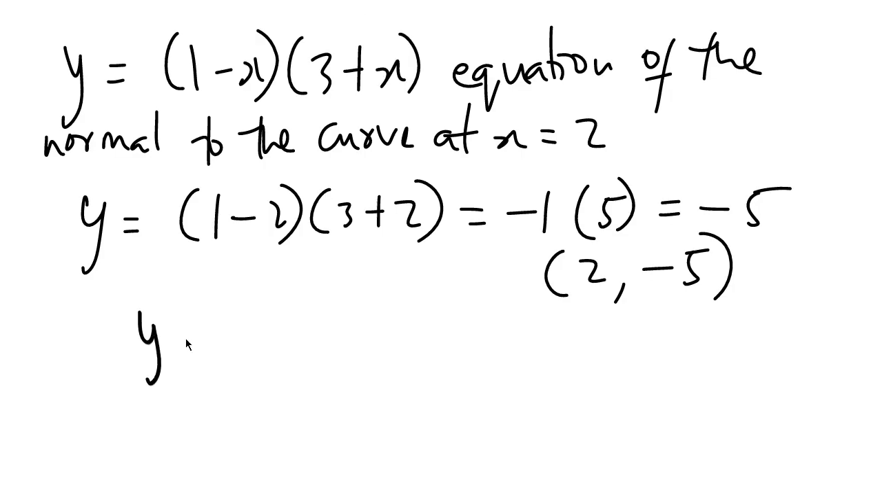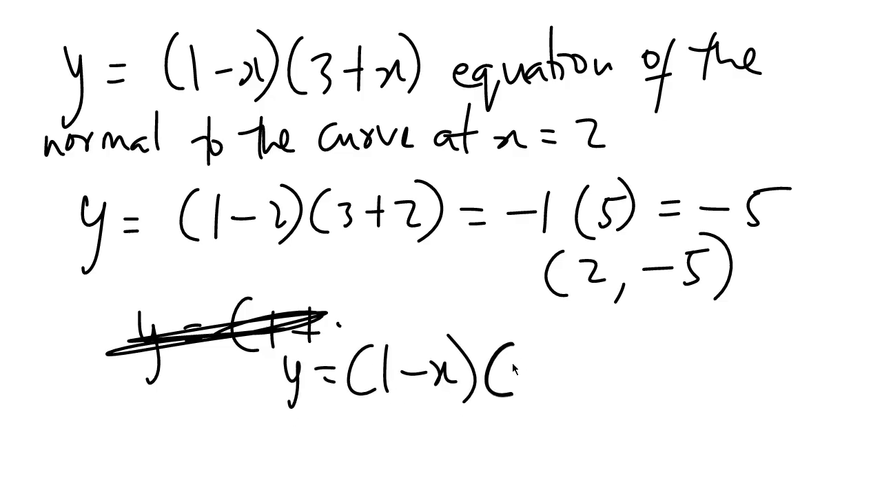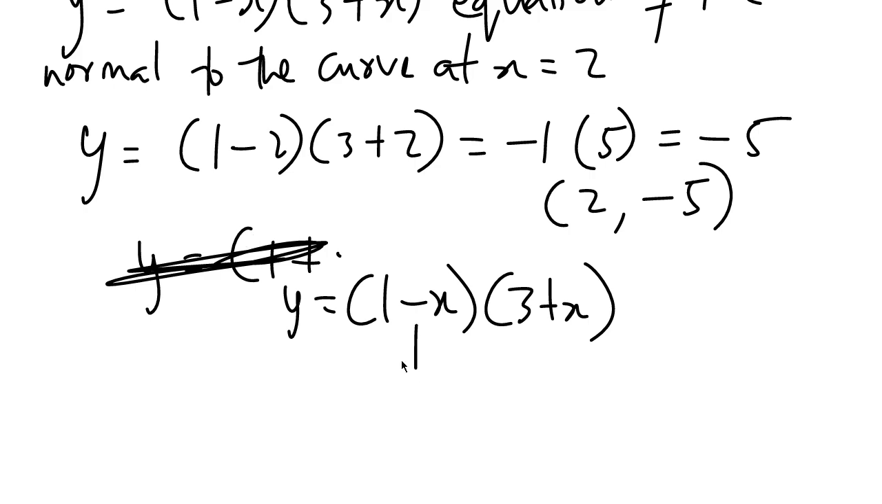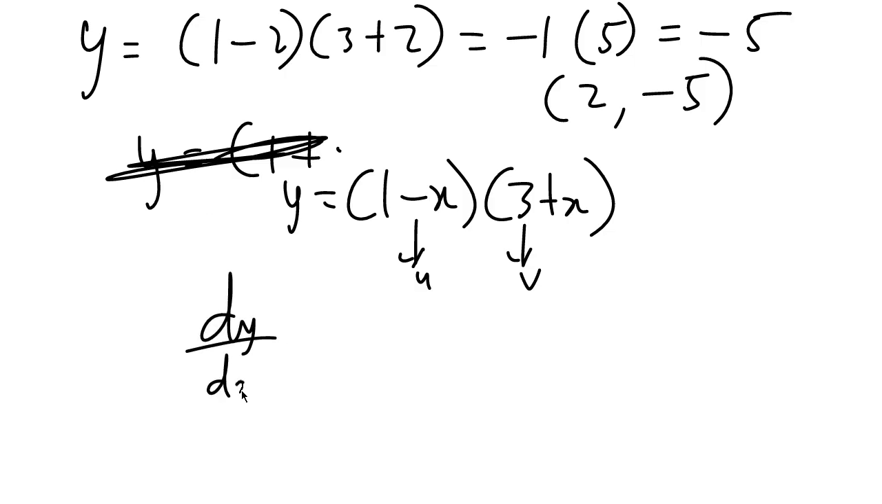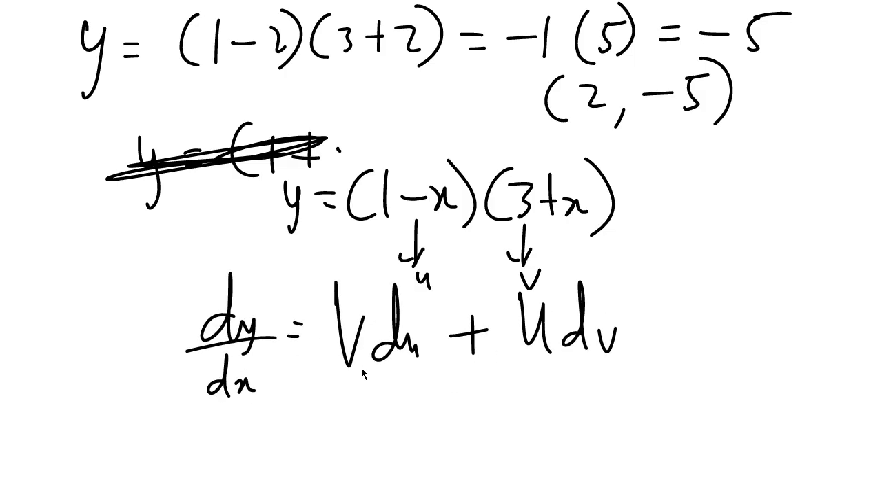And then you now get your m, which is the gradient. Sorry, this is y equal to 1 negative x into what? 3 plus x, right? So with this now, this is u, this is v. We can use product rule, right? And product rule says that dy/dx is what? v du plus u dv. So if you differentiate, v is 3 plus x, right?